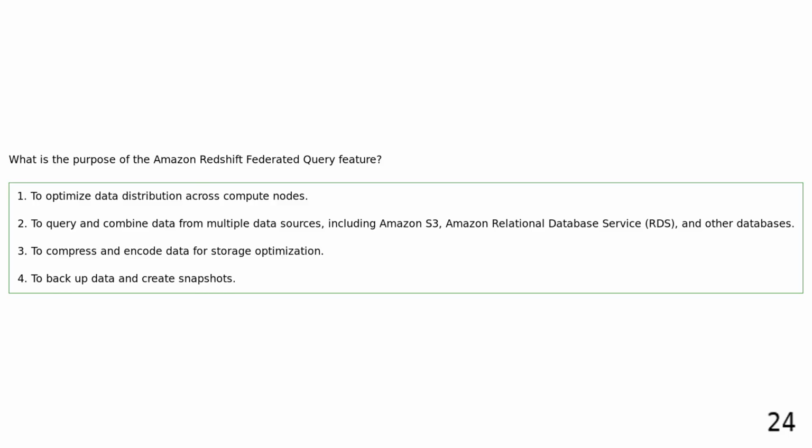What is the purpose of the Amazon RedShift federated query feature? To optimize data distribution across compute nodes. To query and combine data from multiple data sources, including Amazon S3, Amazon Relational Database Service, and other databases. To compress and encode data for storage optimization. To back up data and create snapshots.